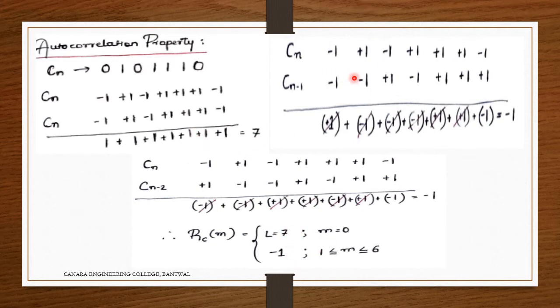Next, I am shifting it by one sequence. That is, Cn is the same. I am doing minus 1 plus 1 minus 1 plus 1 plus 1 plus 1 plus 1. I am shifting it by n minus 1, Cn minus 1. So from 1 to 6 again, L minus 1 it has to take. So it has to take 6. So first I will take Cn minus 1. What I have done, I have shifted 1 here. So that time it will become minus 1. This will come here: minus 1 plus 1 minus 1 plus 1 plus 1 plus 1.